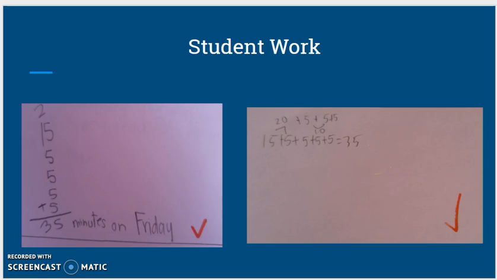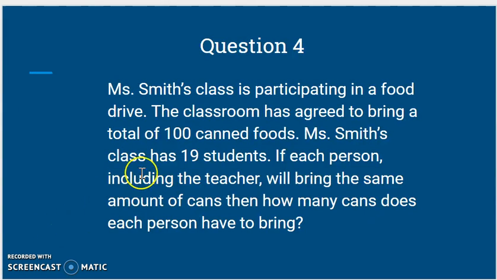And then we have the last question, which is question 4. Mrs. Smith's class is participating in a food drive. The classroom has agreed to bring a total of 100 canned foods. Mrs. Smith's class has 19 students. If each person, including the teacher, will bring the same amount of cans, then how many cans does each person have to bring?